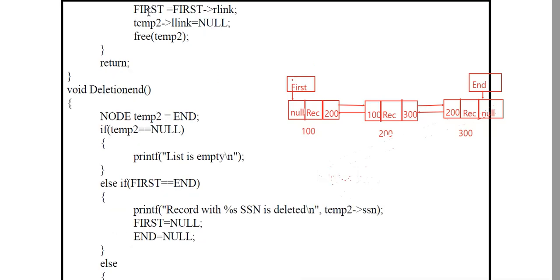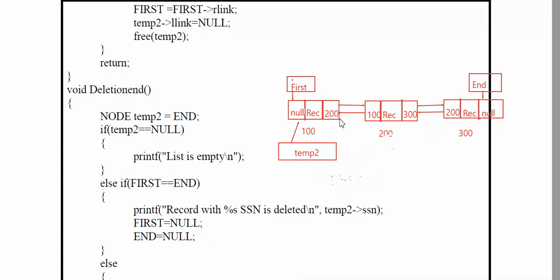So here temp2 is pointing to this location. That means we have made temp2 point to this particular location, where I stored the address of the first node. So we should not lose the address. So I made temp equal to temp2 equal to first, and then first is equal to first's R link. So my first will be assigned with first's R link.